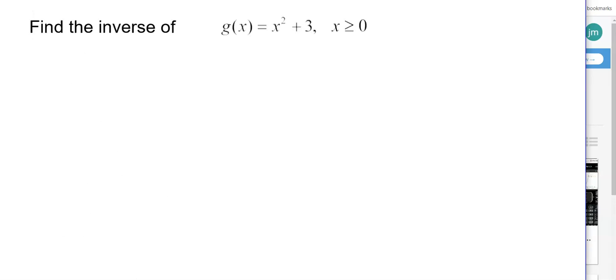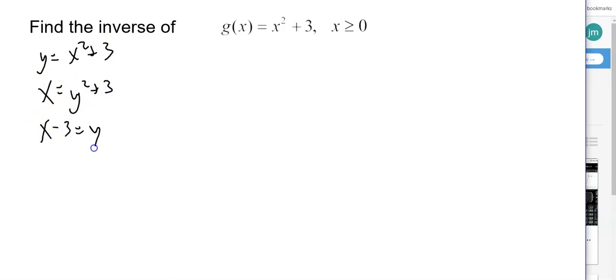Find the inverse of this one. This is a really challenging one. I'm not sure if I'll give you one this hard, but I want you to see a really difficult one and see kind of what happens on this one. So we're going to start normal. We're just going to do it, see what happens. y equals x squared plus 3. Switch x and y. Subtract 3. Take the square root of both sides. Don't forget, plus or minus. You get y equals, or the inverse of y, so to speak, equals plus or minus square root of x minus 3.